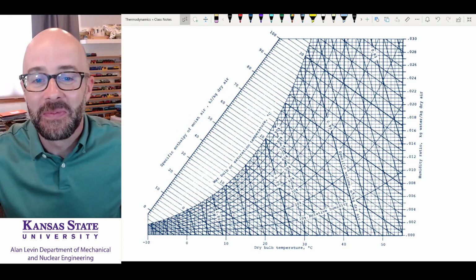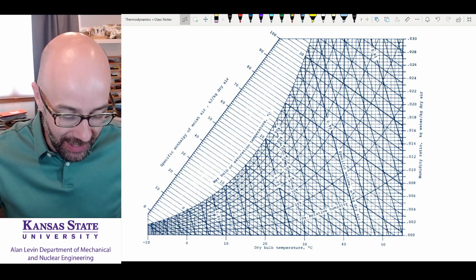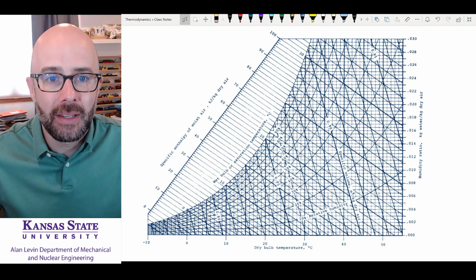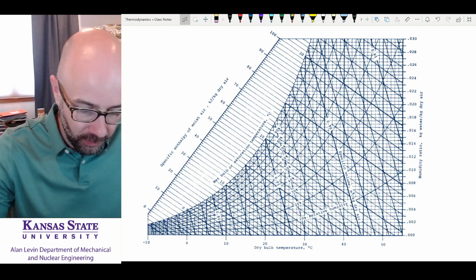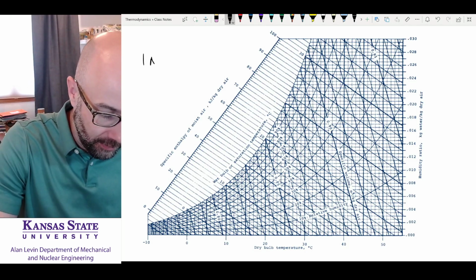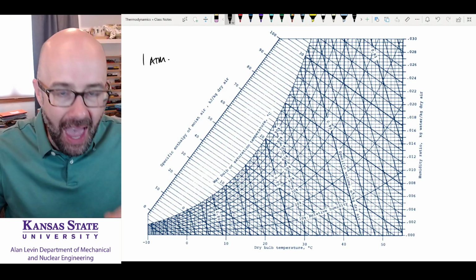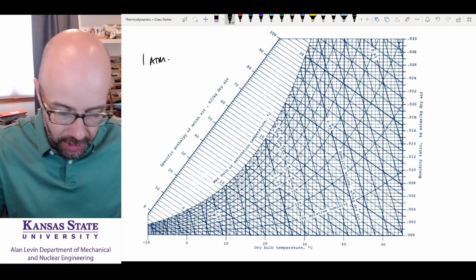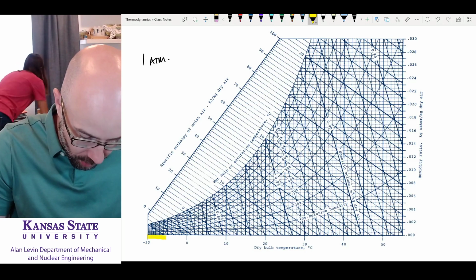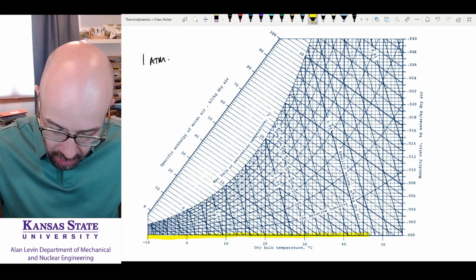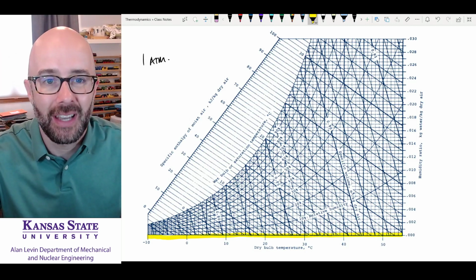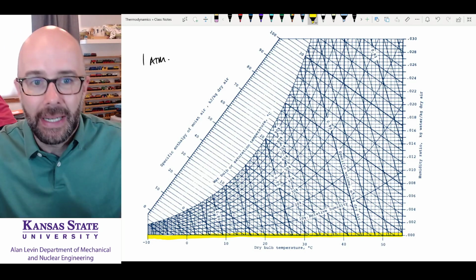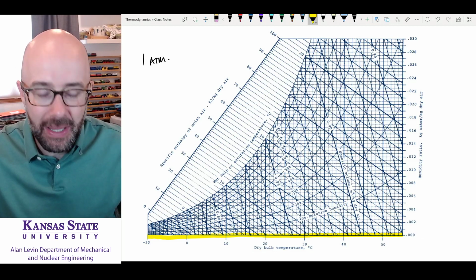So we need to understand how to use it. So here's what we're going to do. This is constructed at 1 atmosphere. And the abscissa, or the x-axis, is the dry bulb temperature. So that's very easy here. This is the dry bulb temperature given to you from -10 degrees all the way up to 50 degrees Celsius. That's the abscissa.